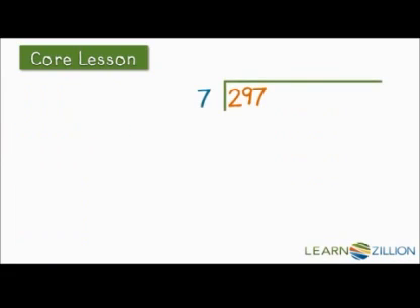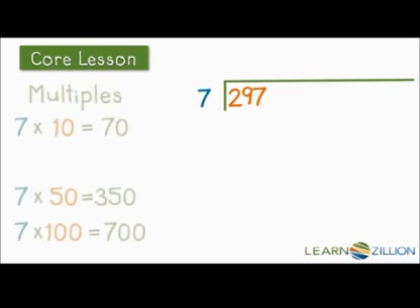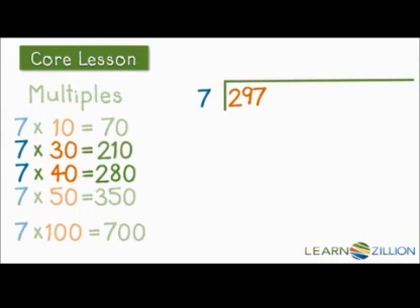Let's look at one more. 297 divided by 7. So I'm going to go back to those landmark multiples, and I see that 7 times 50 equals 350. Well, that's greater than 297. So I'm going to start there and work backwards. So 7 times 40 equals 280. That could work. Yeah, definitely. That's the one I'm going to choose.